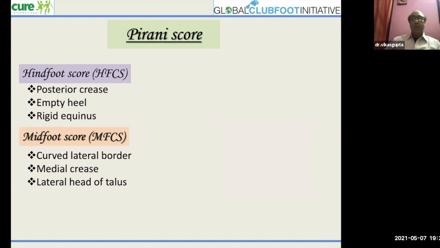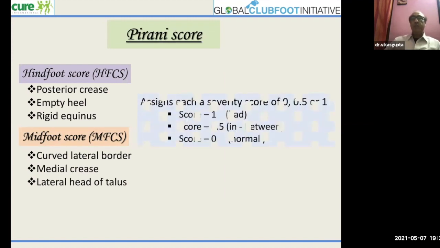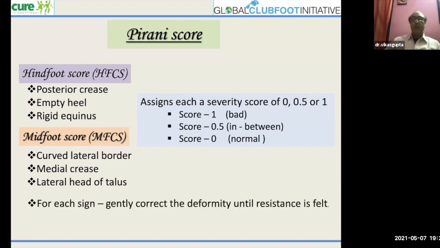Okay. So the Pirani score is based on 6 physical signs. Each sign is scored from 1 to 0. 1 means bad, 0.5 is in between, and 0 is normal. So there is a hindfoot score and a midfoot score. I'll go one by one. And how do you score each one? You gently correct the deformity passively until you feel the resistance. So it has to be a gentle manipulation and then you score it.